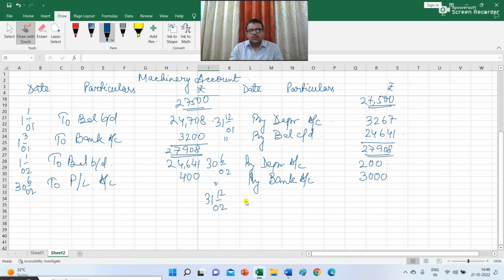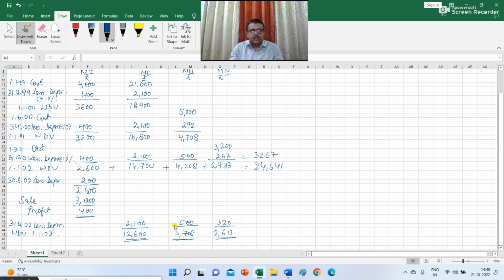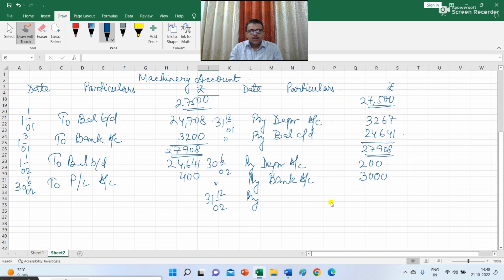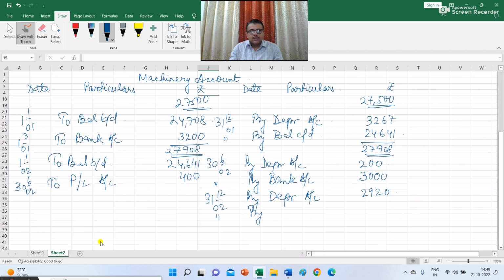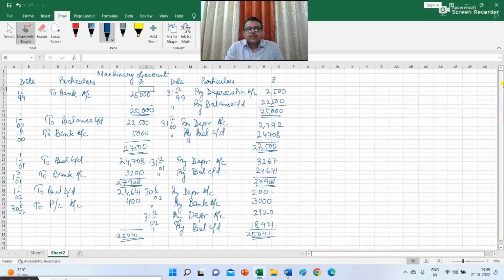And on 31st December 2002, depreciation was charged on the remaining 3 machines, which is equal to 2,920. If you add up the depreciation of these 3 machines, you will get 2,920. So I have to write here by depreciation on 31st December 2002, 2,920. And the written down value of the remaining 3 machines, if you add up these 3 written down values, you will get 18,921. So the written down value of the 3 machines on 31st December 2002 is 18,921. So you can see the machinery account in one screen.